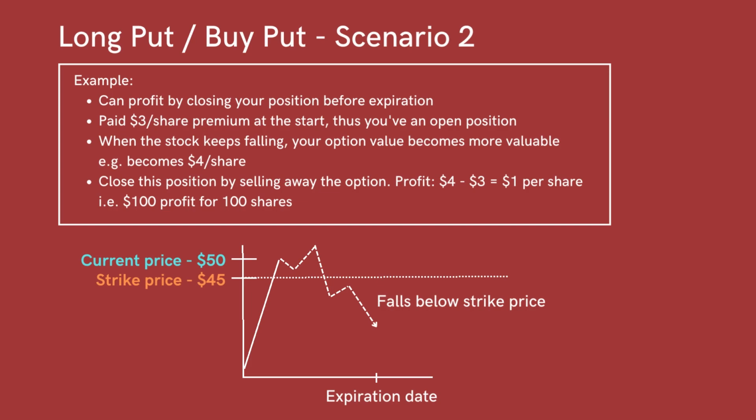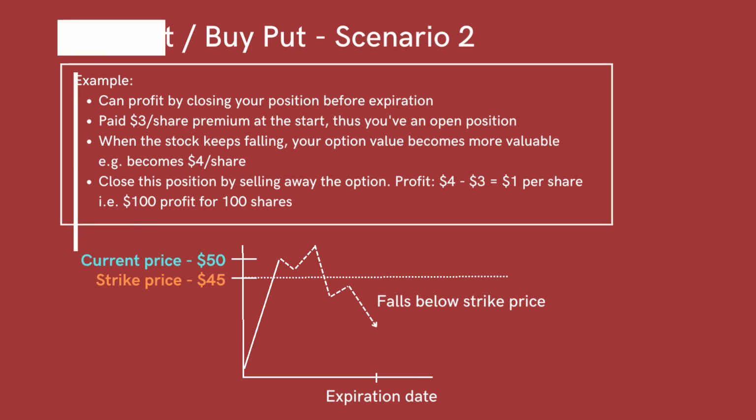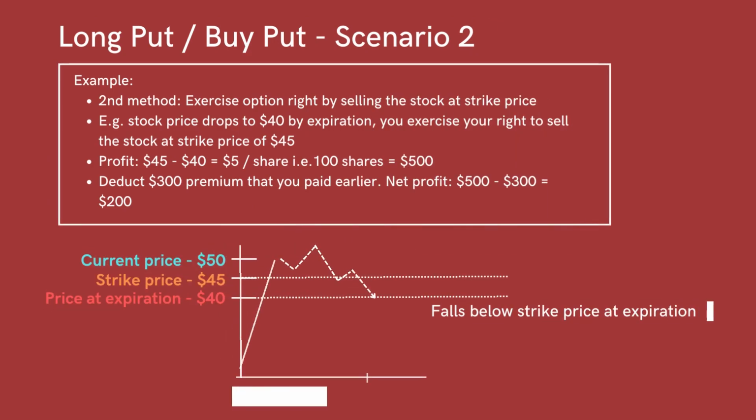Then you can close this position before expiration by selling away the position that you have on hand. By doing so, your profit will be $1 per share, in other words $100. Alternatively, as shared earlier, the second method to profit is to exercise your option right by selling the stock at your strike price. For instance, the stock price drops to $40 by expiration.